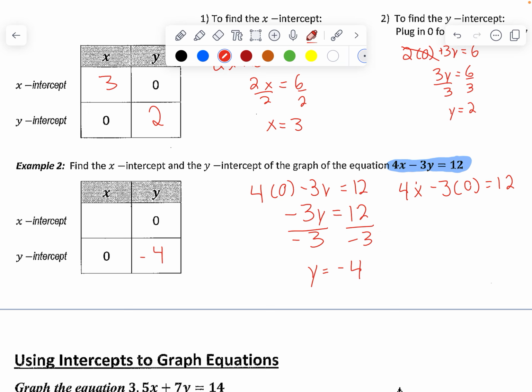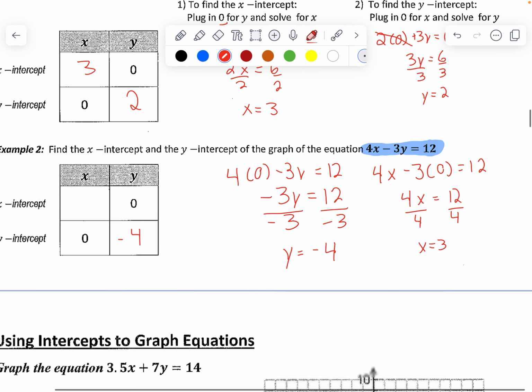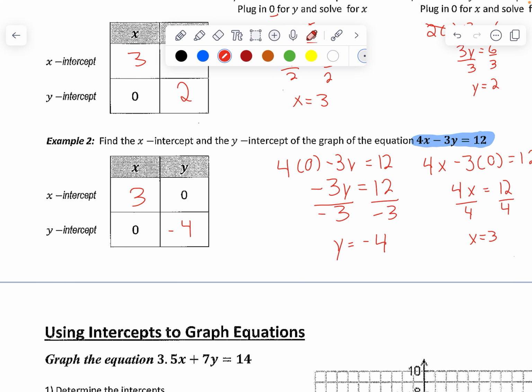On the other one, 4x minus 3 times 0. Well, 3 times 0 is 0. So 4x minus 0 is going to get you 4x equals 12, and divide by 4 on both sides to get x equals 3. So here are our intercepts for this one.